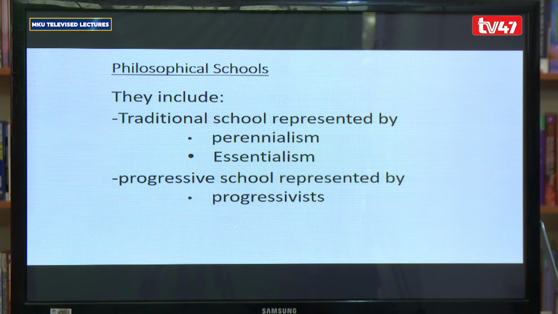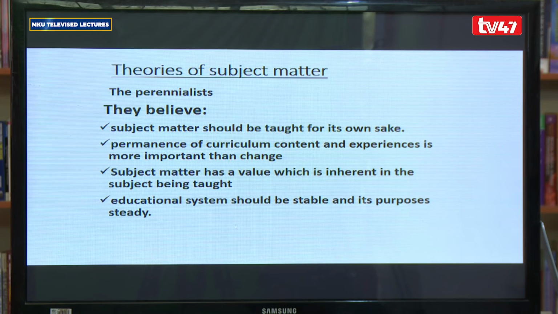The philosophical schools include the traditional schools represented by perennialism and essentialism, and the progressive schools represented by progressivists. These theories enable us to determine the subject matter. According to the perennialists, subject matter should be taught for its own sake. Permanence of curriculum content and experiences is more important than change. Subject matter has a value which is inherent in the subject being taught. And the educational system should be stable, and its purpose should also be steady.